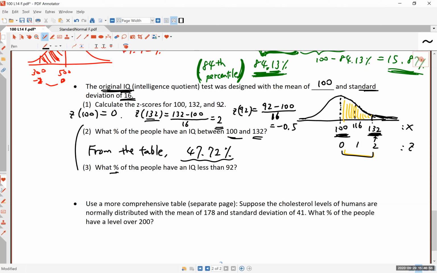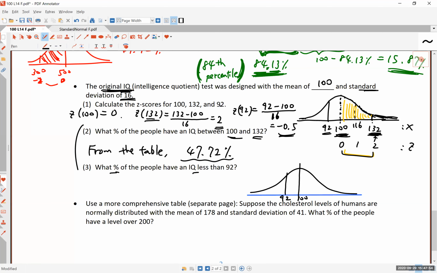What percent of the people have IQ less than 92? Now, 92 happens to be around here. It's not exactly 1 standard deviation below the mean. It turns out to be -0.5. Okay, so here's the picture. This is a little hard one, so maybe I should draw it over here. Give me just a few seconds, and I'll draw this picture.